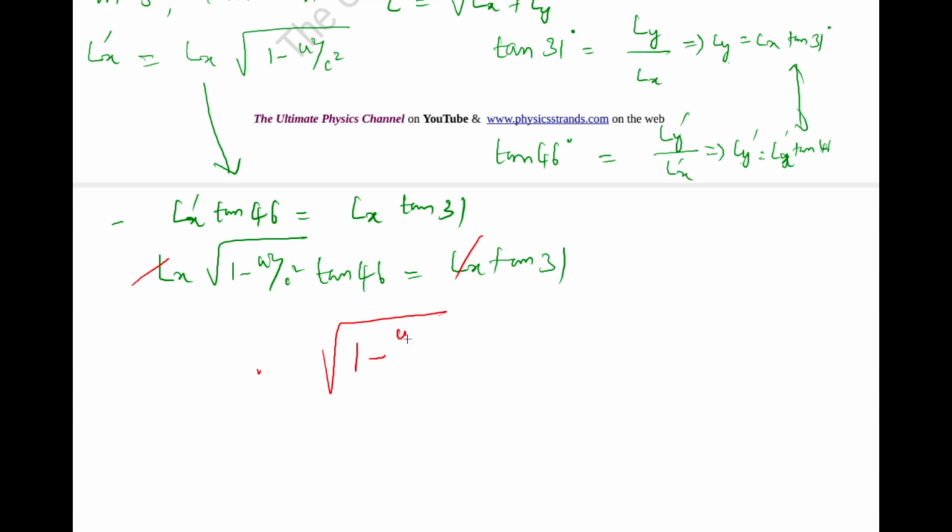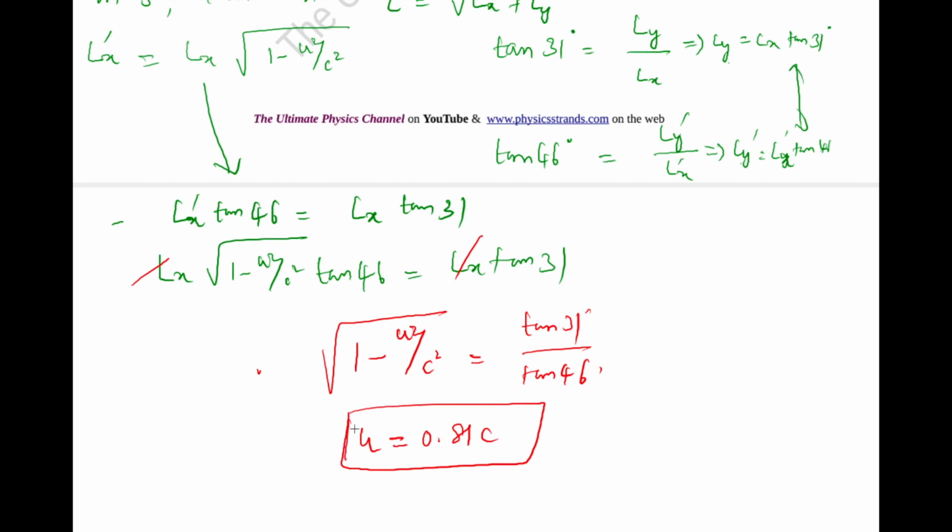1 minus u squared over c squared is equal to a ratio of the angles, so it is tan 31 over tan 46. So if you plug in these values and take a square on both sides, you can get u. We find that u is 0.81c in that case. Right, so that's how we can solve this problem.